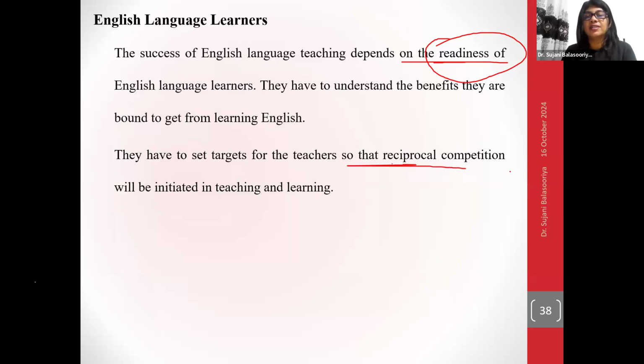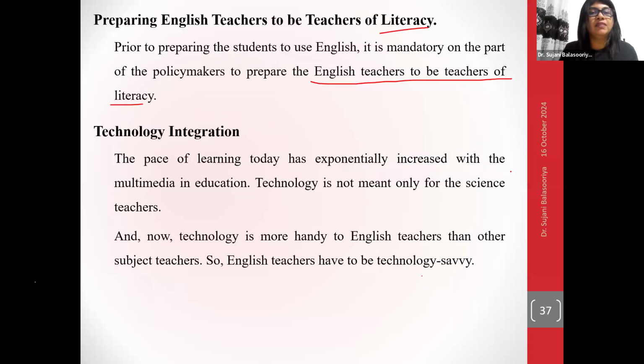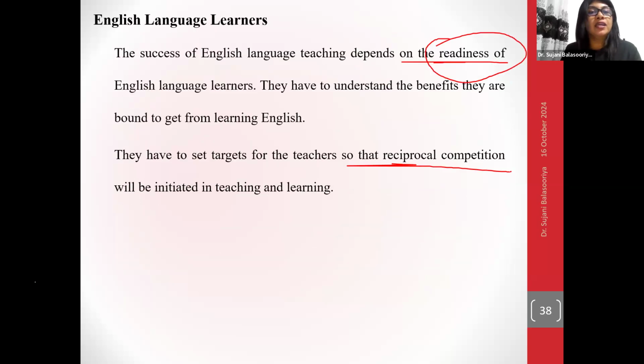Reciprocal competition. It's like reciprocal means giving and getting. Okay. So there has to be a close bond between the students and the teacher. That's the basic idea of that. Okay, right. So that is the last discussion in this unit. So far up to ELL, we were talking about the teacher quality, and that has to be supplemented by the quality of EL, means the English language learners. Otherwise, the discussions that are carried out in English language classrooms will not be effective.